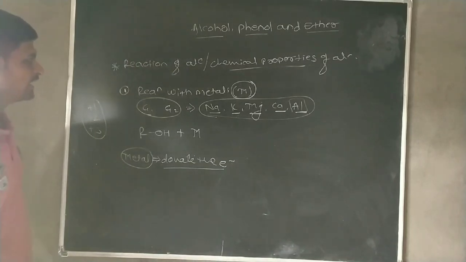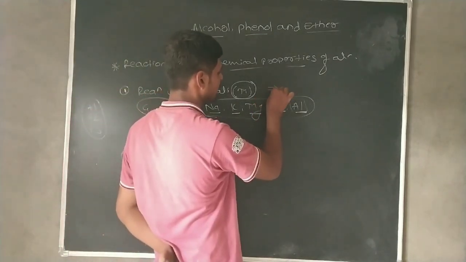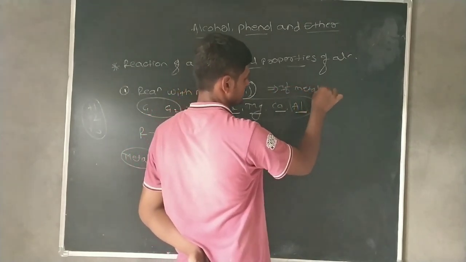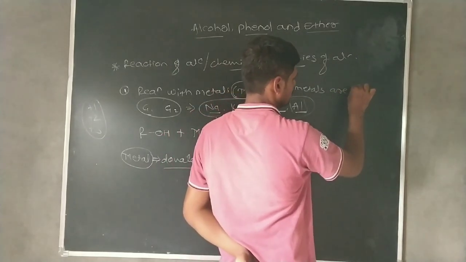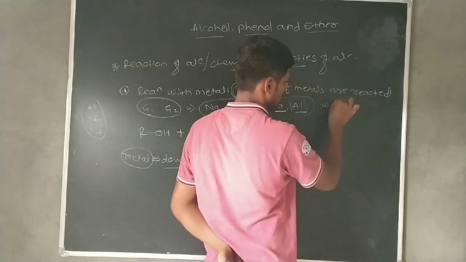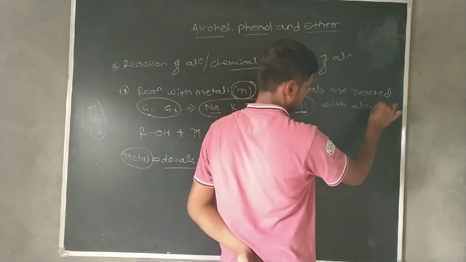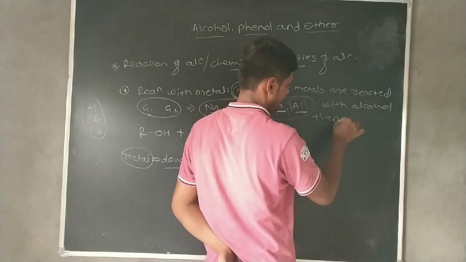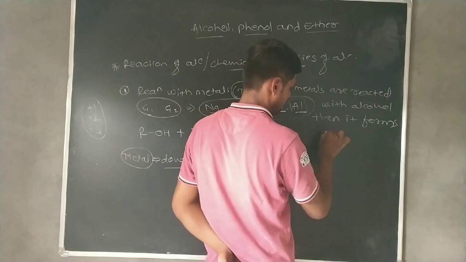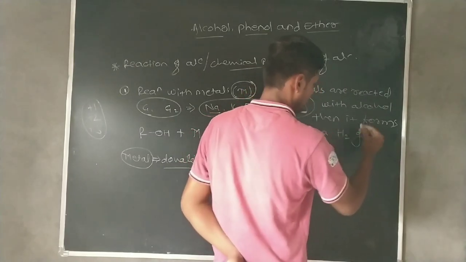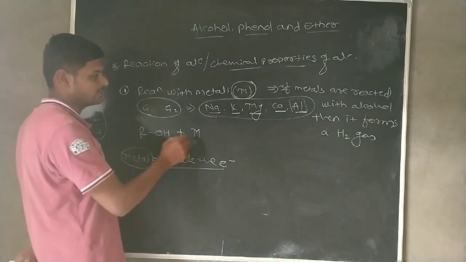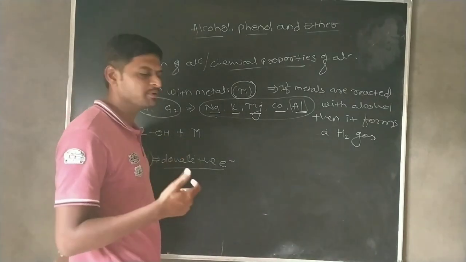The most important point is that if metals are reacted with alcohol, then it forms hydrogen gas. When alcohol is reacted with metal, firstly hydrogen gas is eliminated.